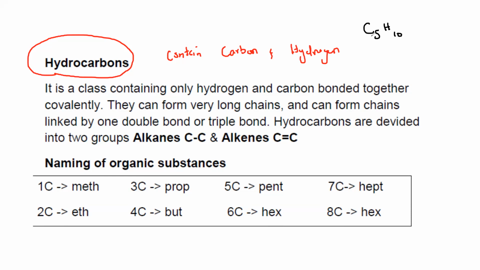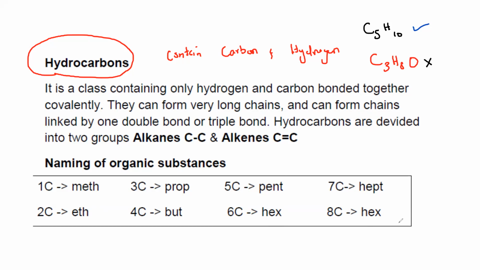Example, if I write C5H10, is it a hydrocarbon? Yes or no? 5 carbon. Yes. So it is a hydrocarbon because it contains 5 carbon and 10 hydrogen. Then if I say C3H8O, is this a hydrocarbon? No. Why is it not a hydrocarbon? Because it contains carbon, hydrogen, and oxygen as well. So that's why it is not a hydrocarbon. A compound which contains carbon and hydrogen only, we call a hydrocarbon.